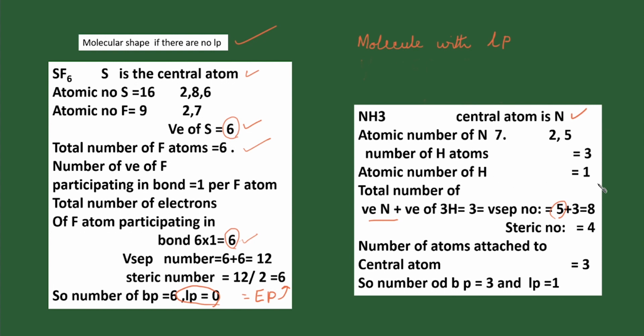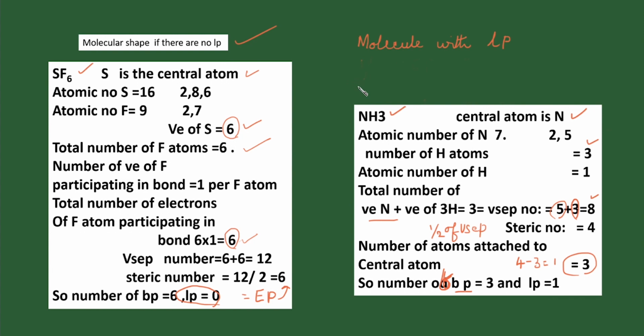Atomic number of hydrogen is 1. Total number of hydrogen atoms is 3. Valence electrons participating in bond formation is 3. So, VSEPR number 5 plus 3 is equal to 8. So, steric number, that is half of VSEPR number, is 4. Number of atoms attached to the central atom is 3. So, number of bond pair is equal to 3 and lone pair is equal to steric number 4 minus 3, equal to 1. So, these two molecules belong to two different categories.